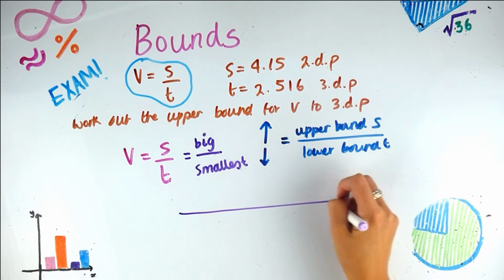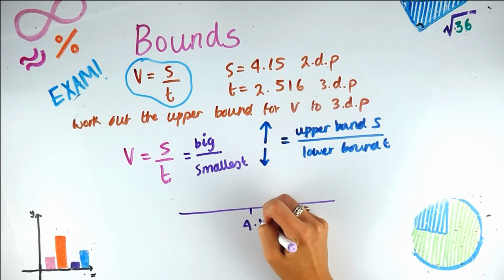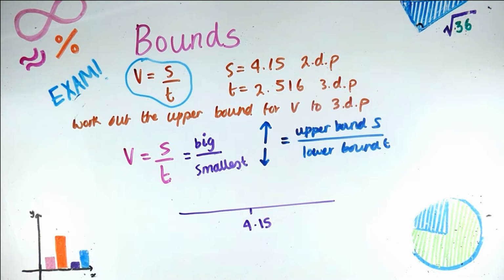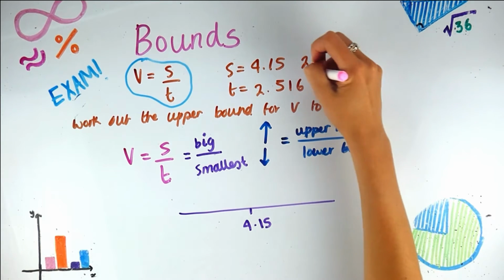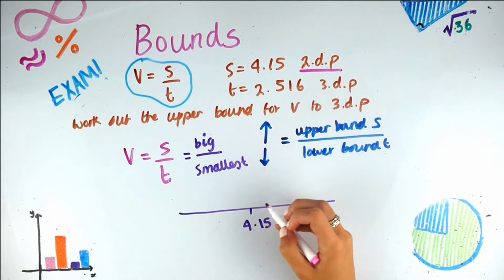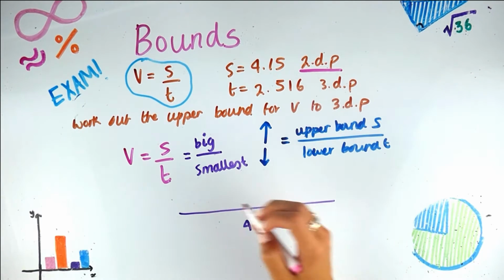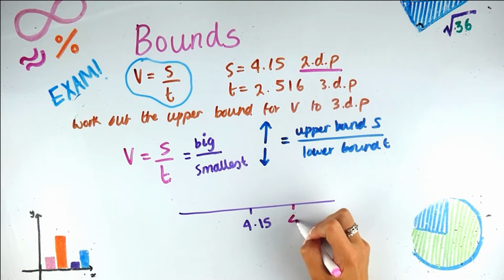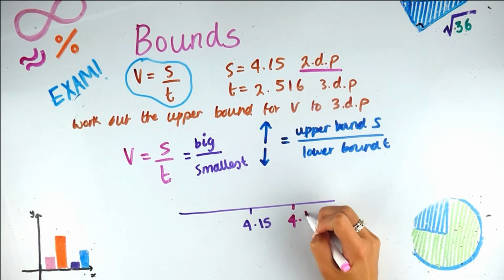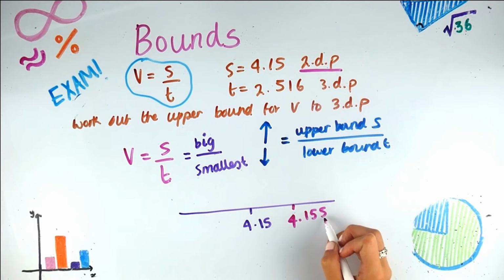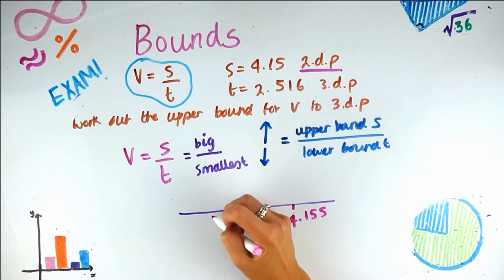So let's draw a number line and let's look at S, 4.15, to 2 decimal places. So this is our unit this time. So we want half a unit this way and half a unit that way to work out our region. So on this way we have 4.155. So you just basically add a 5 on the end.